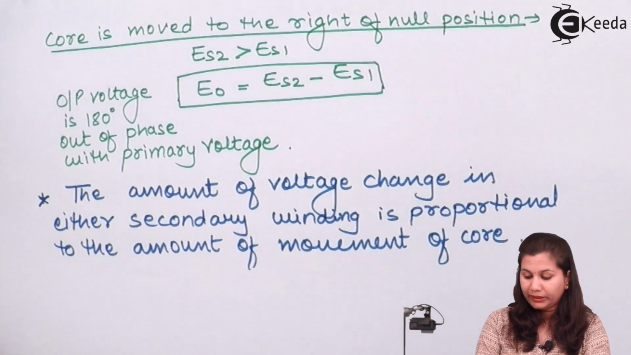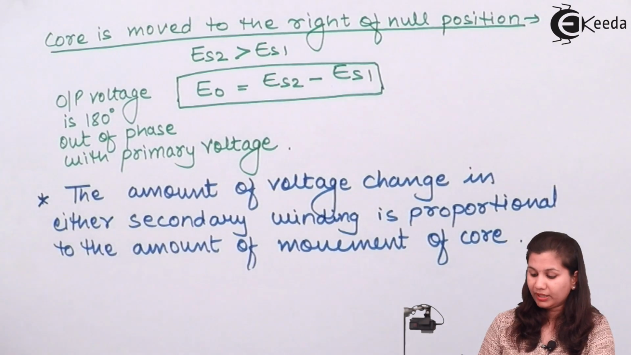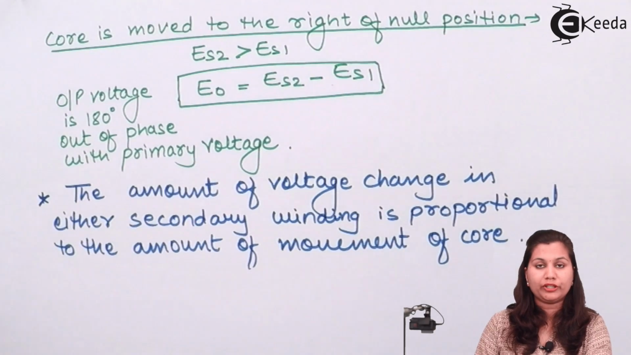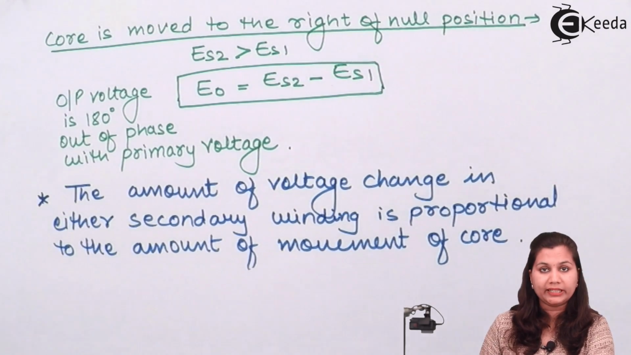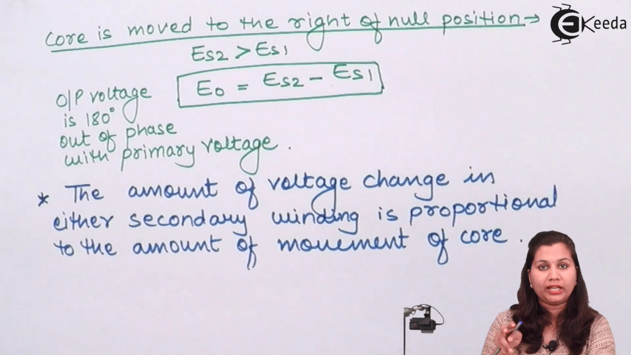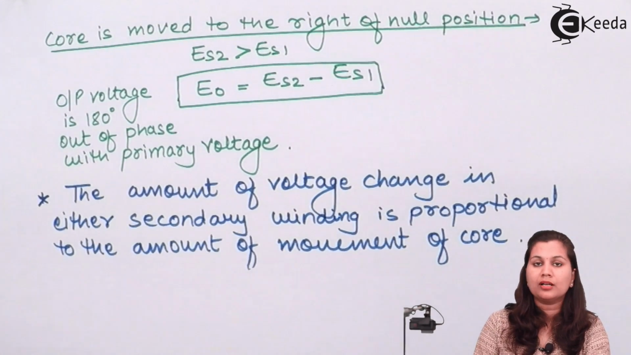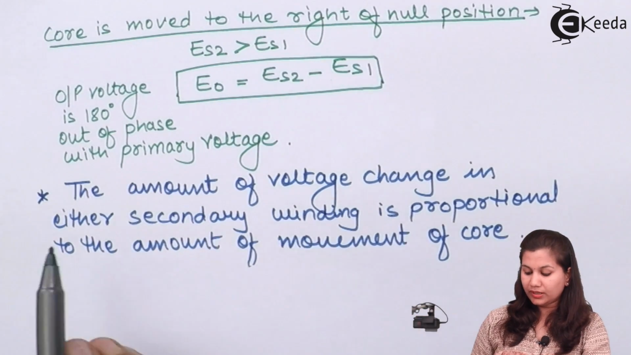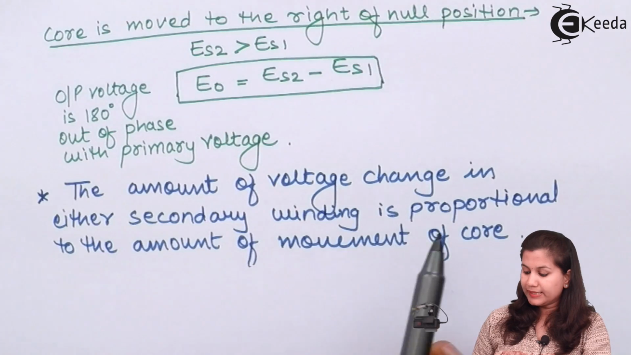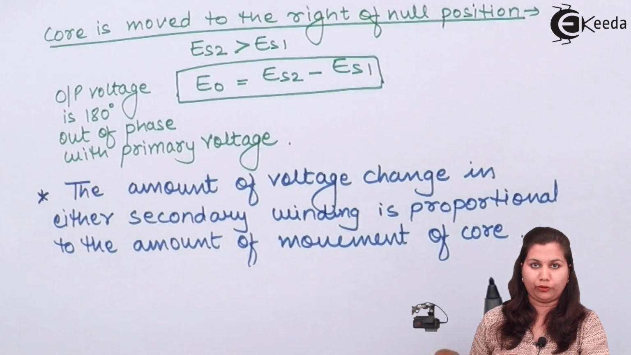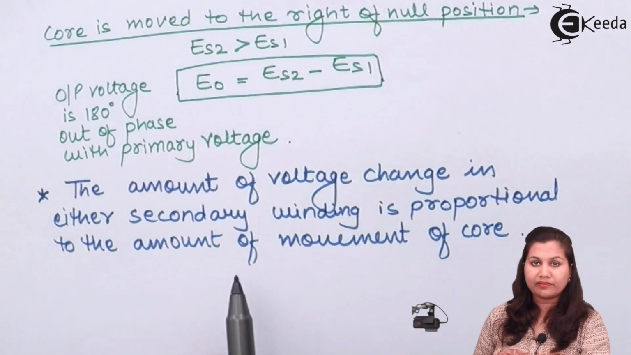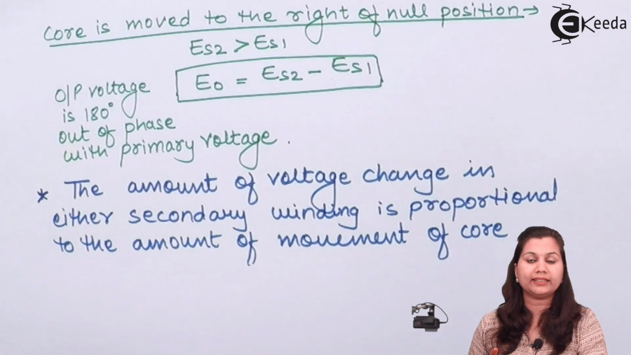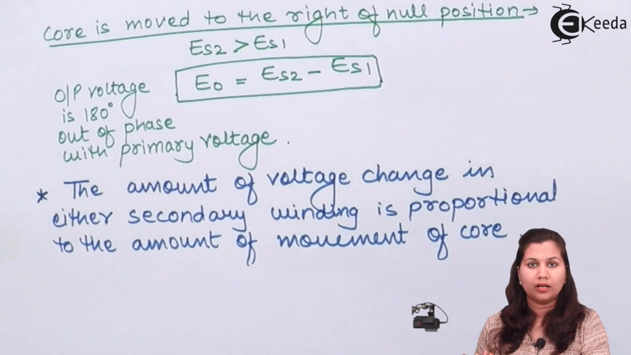Also, if we are doing this measurement, we can check whether this output voltage is in phase with the primary voltage or 180 degrees out of phase. Through that also we can see the direction of movement of the soft iron core. So by measuring the amount of voltage change in either secondary winding, which is proportional to the amount of movement of the core, this is going to give us an indication about the linear motion of the soft iron core, and in which direction it is moving.